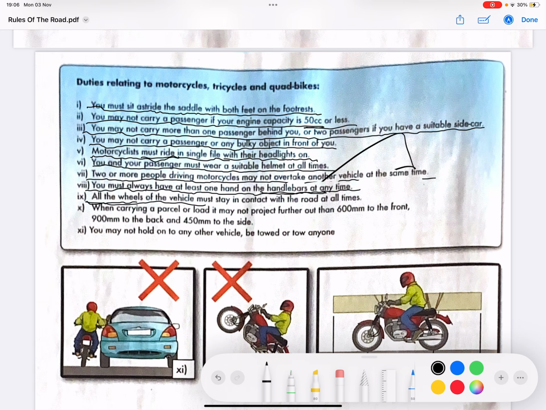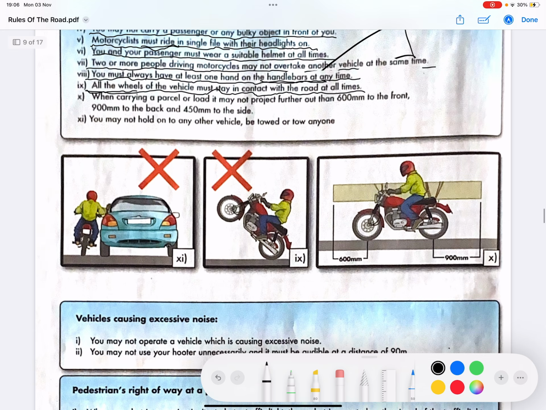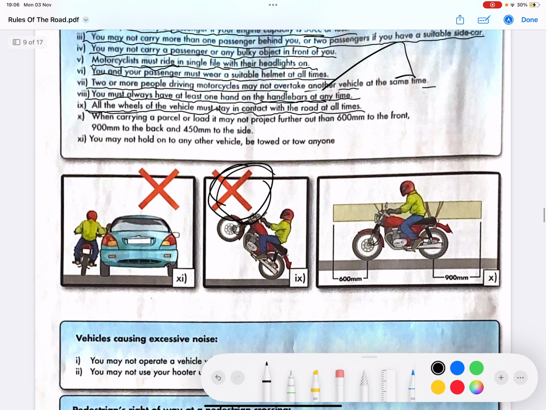All the wheels of the vehicle must stay in contact with the road at all times. So you may not do this thing, a wheelie. You may not do it. Okay? When carrying a parcel or load, it may not project more than 600 millimeters to the front, 900 millimeters to the back, and 450 millimeters to the sides. Okay? In front, it may not project more than 600 millimeters. At the back, it may not project more than 900 millimeters.